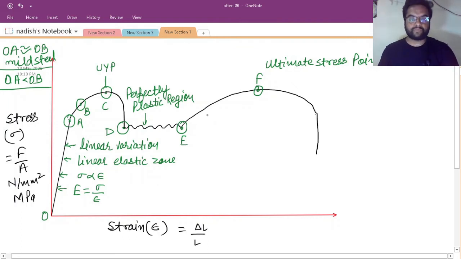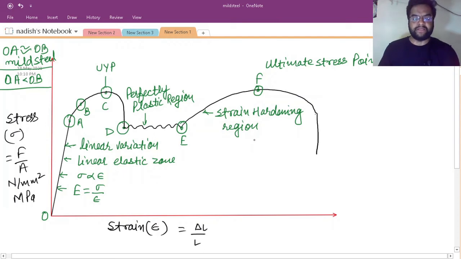This region is called the strain hardening region, and it is not used for designing purposes.